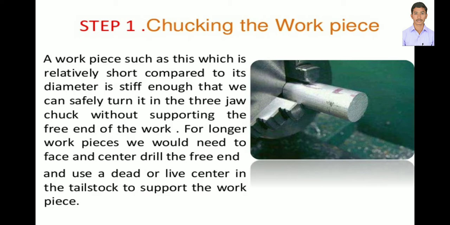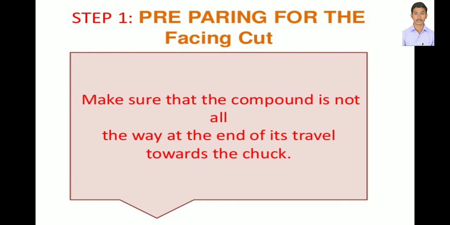So the two ends should be fixed at the headstock and tailstock using the live center and dead center of the lathe machine. With the shaft fixed at the headstock and tailstock, the operation is performed on the workpiece. So that is the checking of the workpiece. And preparing for the facing cut, make sure that the compound is not all the way at the end of its travel towards the chuck. It means the material is removed layer by layer.